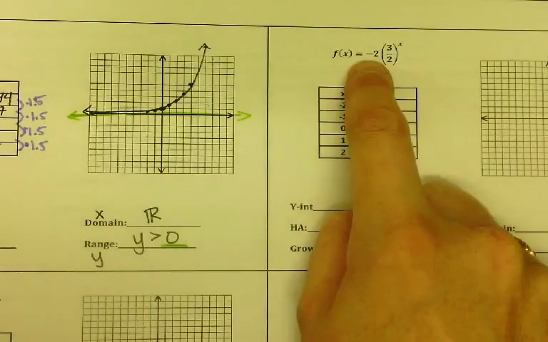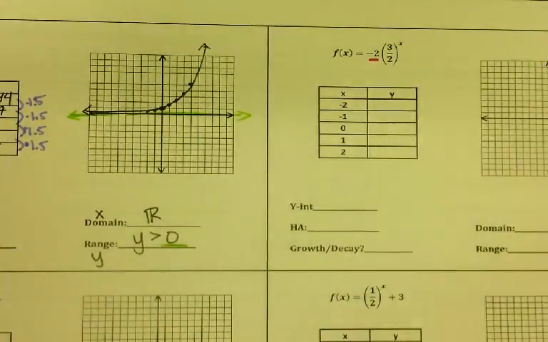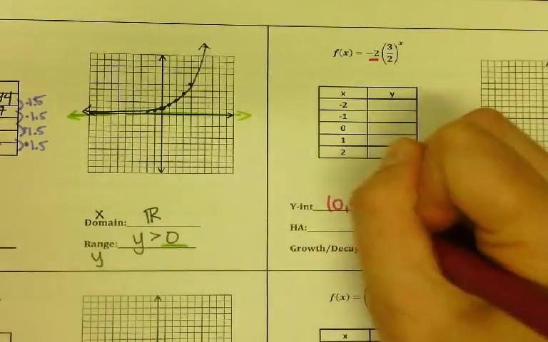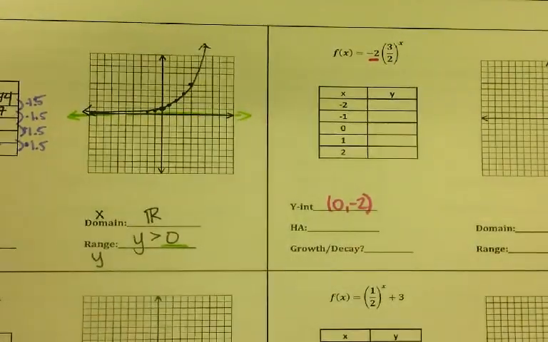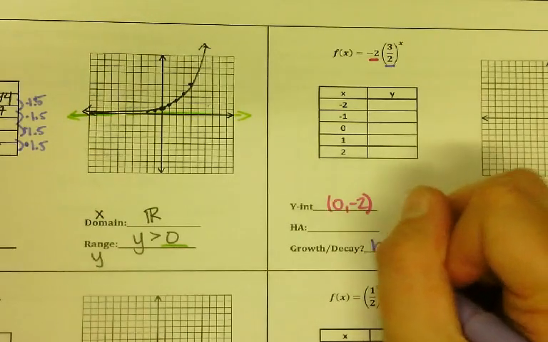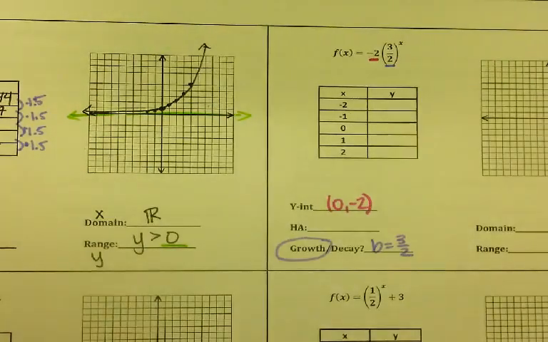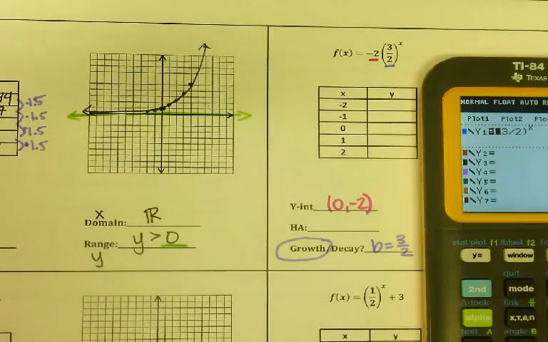All right, let's take a look at this one right here. f(x) = -2 times 3/2 to the x power. So guys, let's start off with our y-intercept, which would be (0, -2). That's our a value. And then my b value is that 3/2. So b again equals 3/2. That's greater than 1, so that is growth. All right, we're going to go ahead and plug this guy in. Ooh, it's already basically there. -3/2. Ooh. All right.